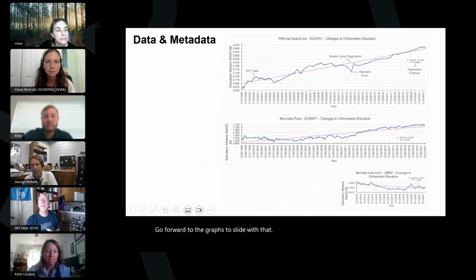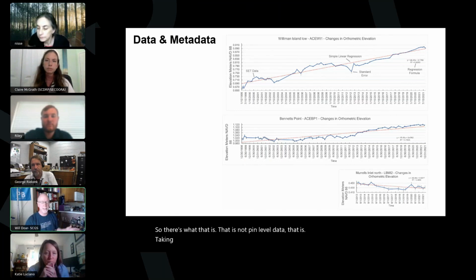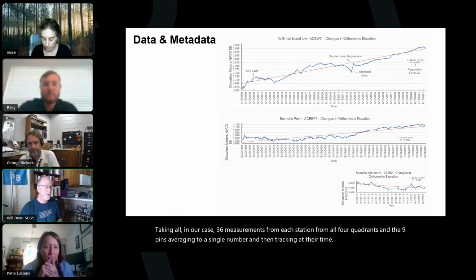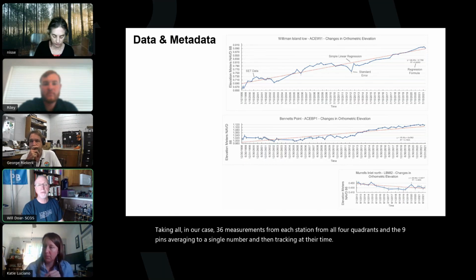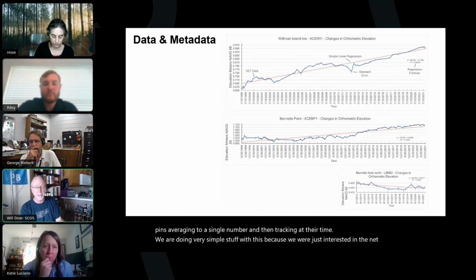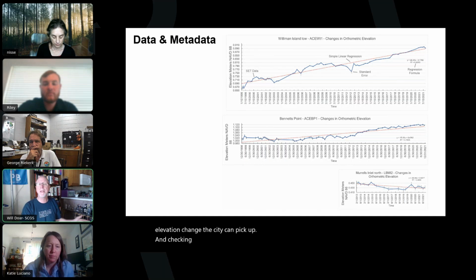So what that is, is not pin level data. That is taking all, in our case, 36 measurements from each station, from all 4 quadrants and the 9 pins, averaging to a single number and then tracking it through time. We are doing very simple stuff with this because we were just interested in the net result of the elevation change the SET can pick up, and checking for subsidence or uplift using GNSS.